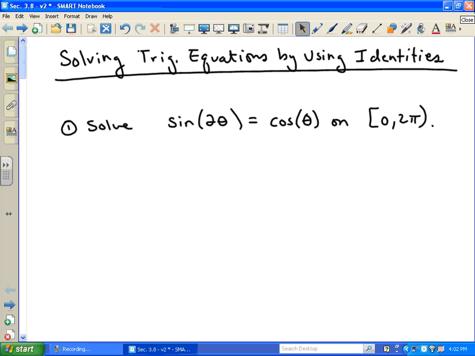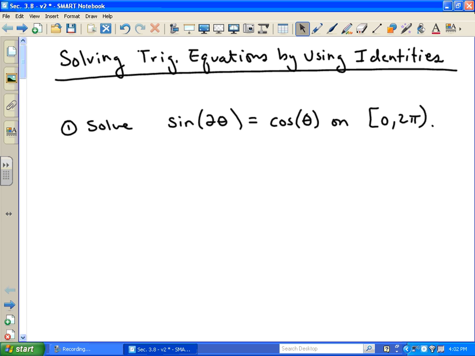I'd like to now look at some examples of solving trig equations by using identities. For example, this problem asks us to solve sine of 2 theta equals cosine of theta on the interval from 0 to 2 pi. Well, there are two problems with this particular equation. Problem number one is it involves two different trig functions. It involves sine and it involves cosine.